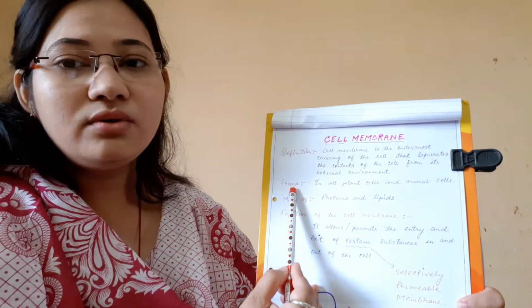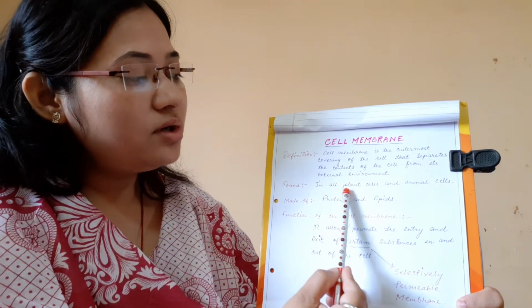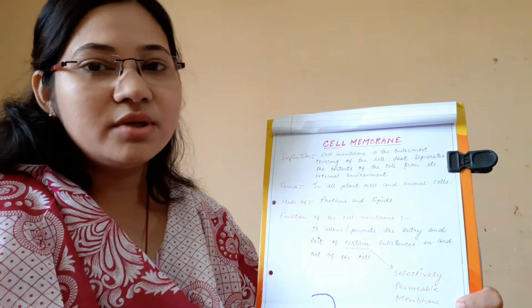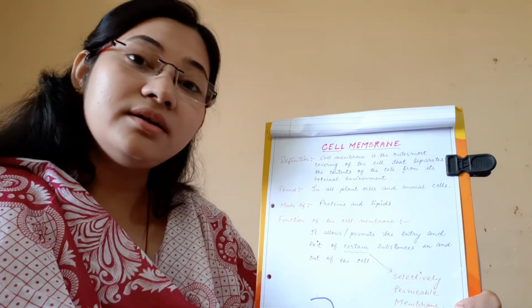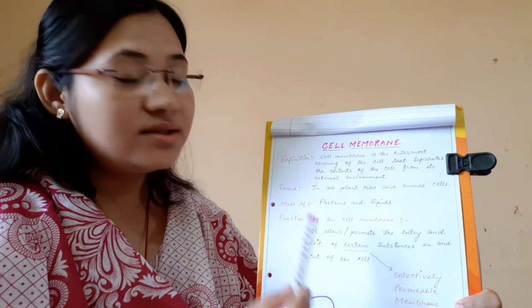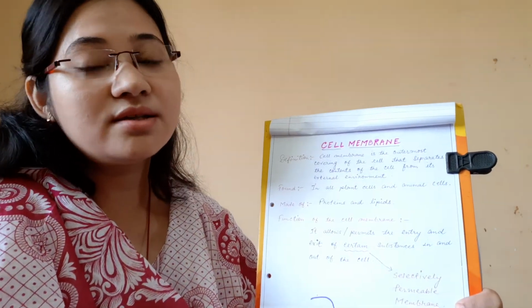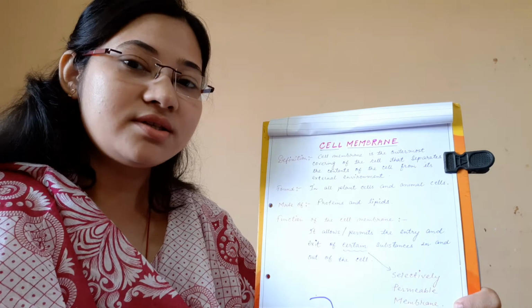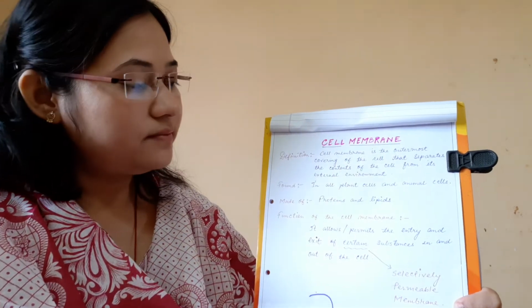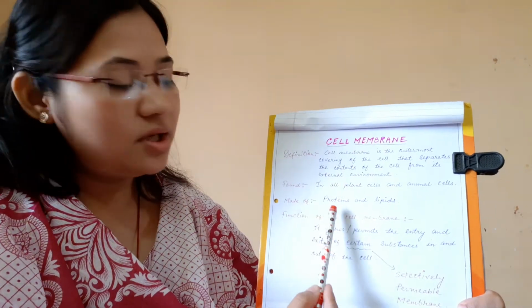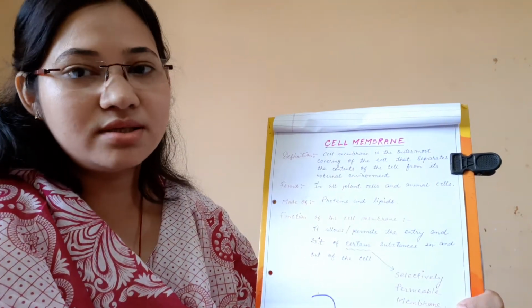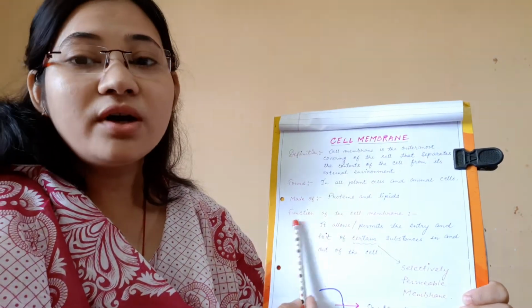Now where is it found? It is found in almost all plant cells and animal cells. But in case of plant cells, you should know there is another boundary that protects the cell membrane, that is known as cell wall. So we will discuss cell wall in the next videos. Now, what is the cell membrane made up of? It is made up of proteins and lipids. What is the function of cell membrane?